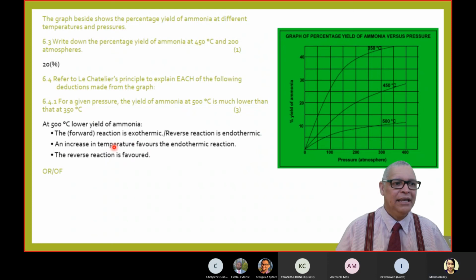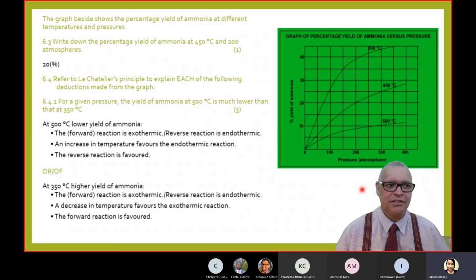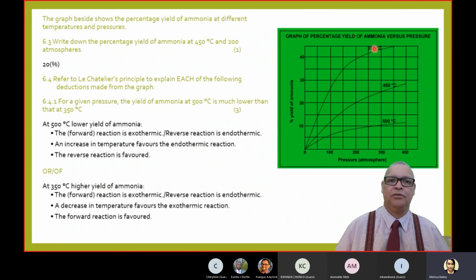Follow that? Next, or we can say, looking at the other one, if you want to talk about the 350, because they mentioned two temperatures there, you could choose to discuss that one, or as we've just done previously, the 500 degrees Celsius. At 350 degrees Celsius, there's a higher yield of ammonia. Notice a much steeper gradient and a much higher yield. The forward reaction is exothermic. The reverse reaction is endothermic. A decrease in temperature favors the exothermic reaction, and therefore the forward reaction is favored.